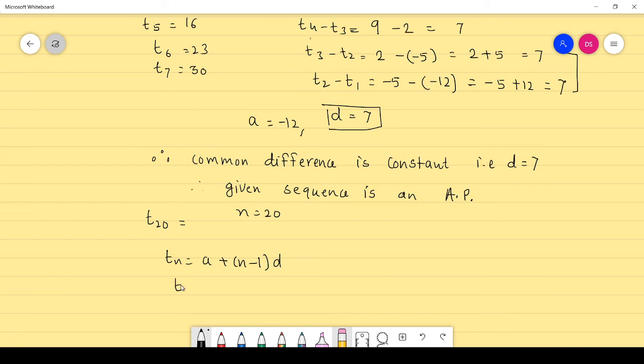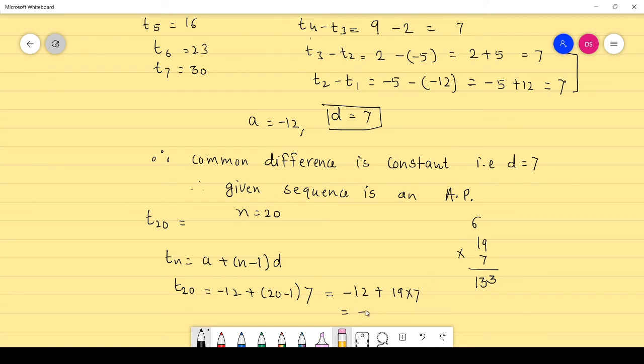So T20 is equal to, n is equal to 20, a is equal to minus 12, plus (n minus 1) into d, where n is 20 and d is equal to 7. The minus 12 will remain as it is. 20 minus 1 is nothing but 19, into 7. So multiply 19 into 7. 7 nines are 63, 7 ones are 7, 7 plus 6 is 13. So it is 133.